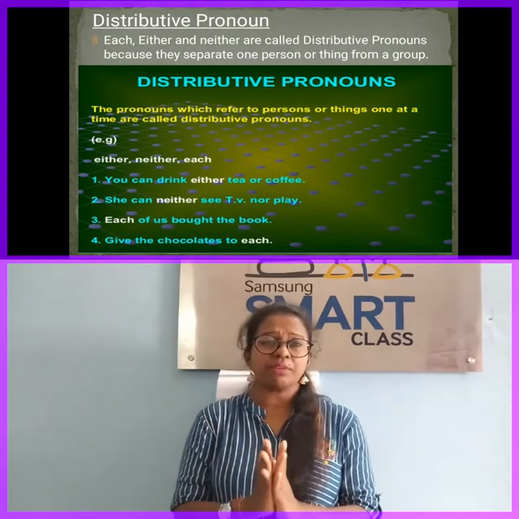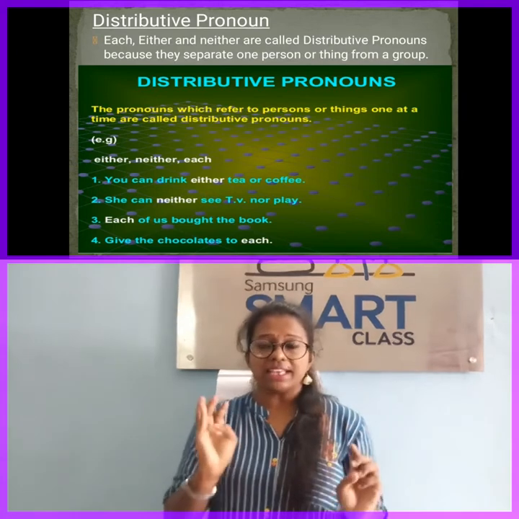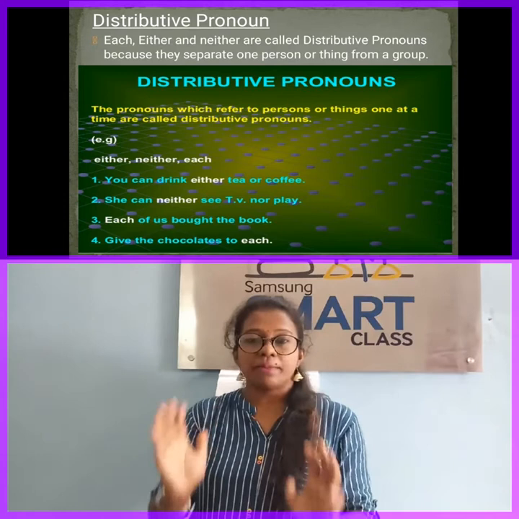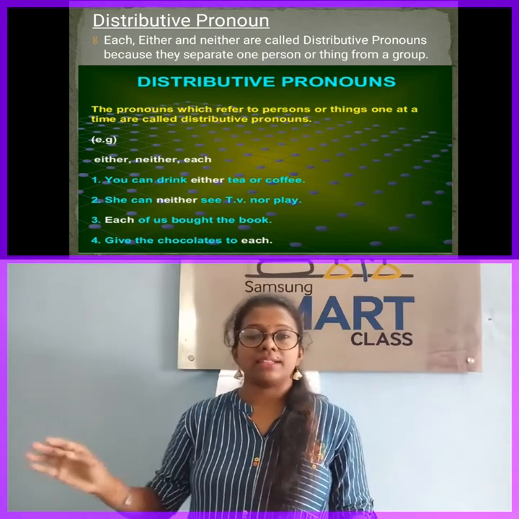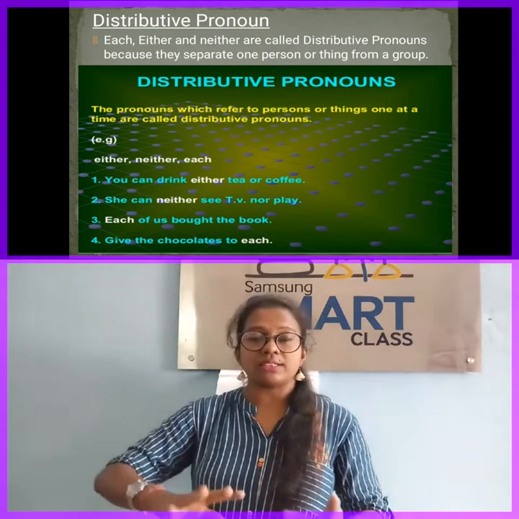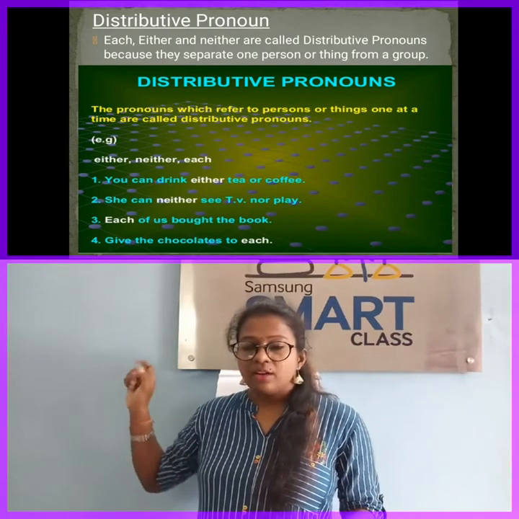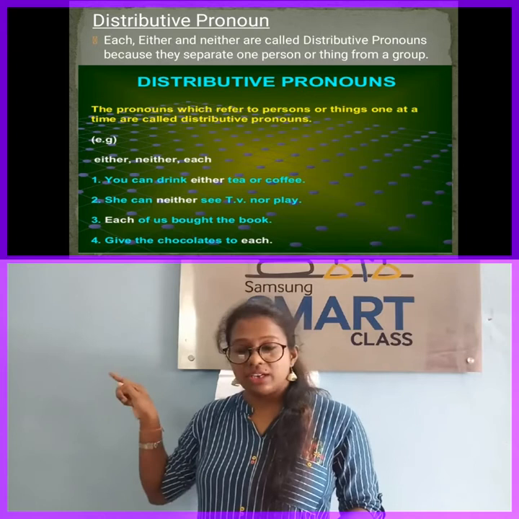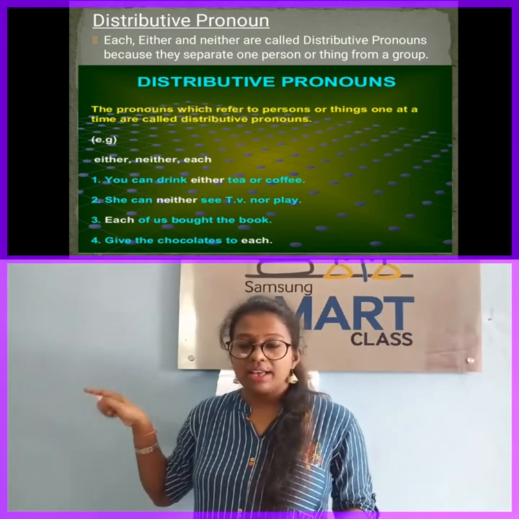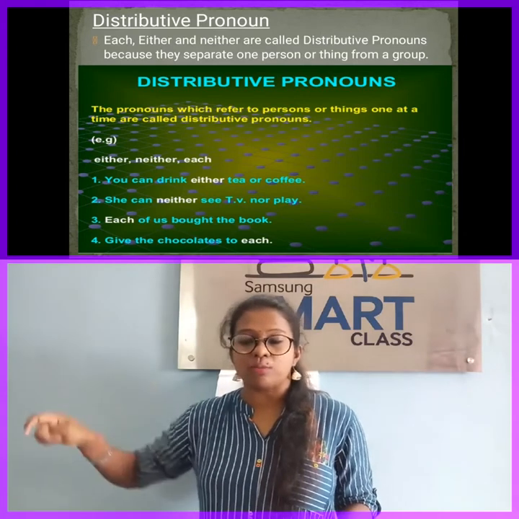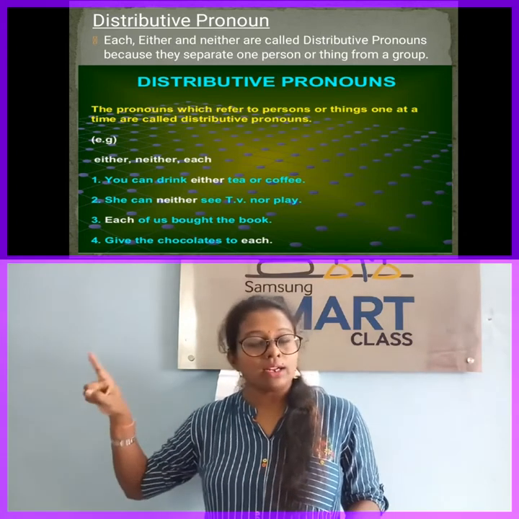So distributive means there are certain pronouns like each, either, neither, that help to separate one thing from the other, that help to separate one person from the group. So let us see the examples, children. You can drink either tea or coffee. So here the word either is helping to separate between two options, either tea or coffee.